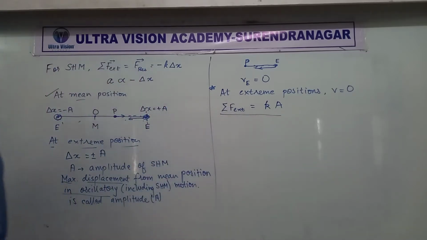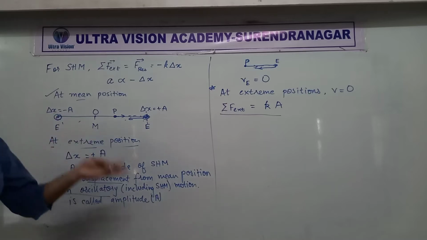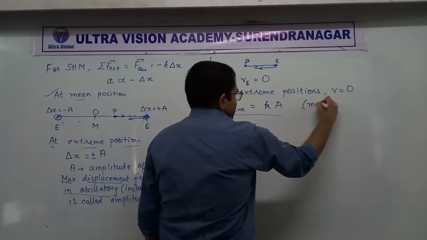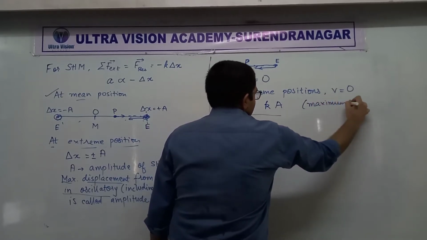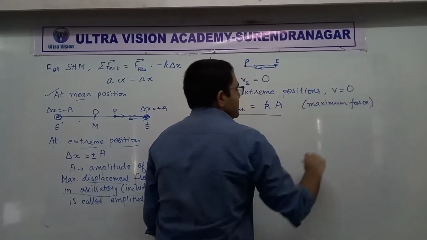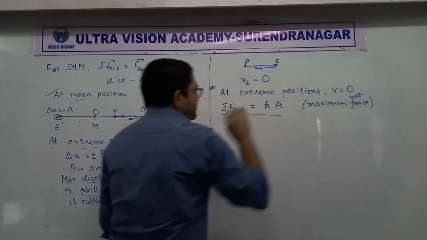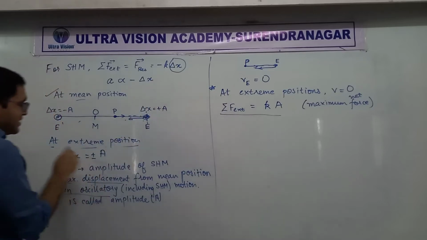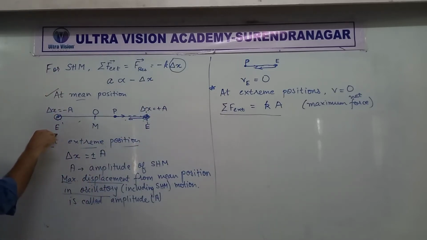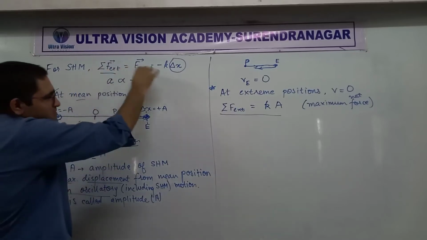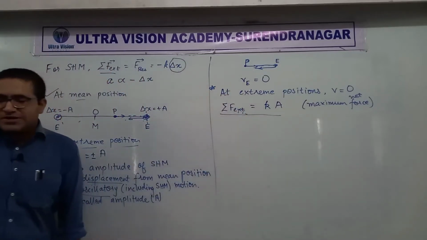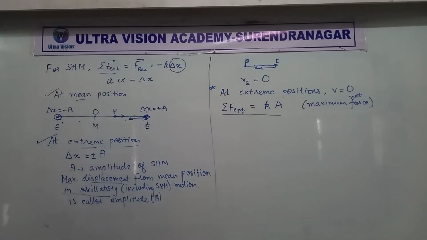Okay? Of course, this is the maximum force. You should understand that this is the maximum force, or maximum net force. Why maximum? Simple reason. Delta x. Where is delta x maximum? At extreme position, isn't it? Right? Delta x is maximum at extreme position. That's why total force or restoring force is also maximum at extreme positions. Got it? Okay?